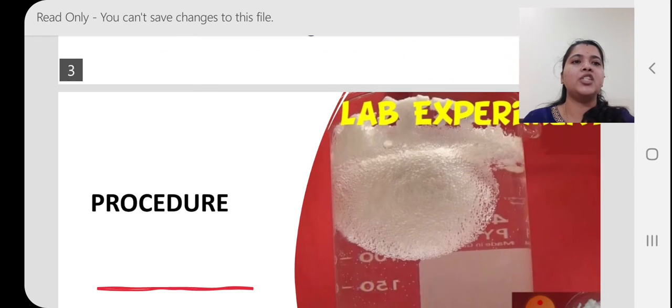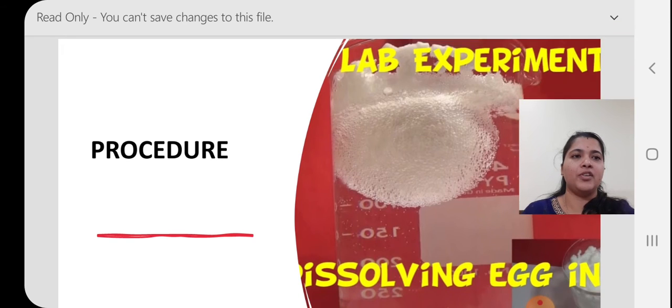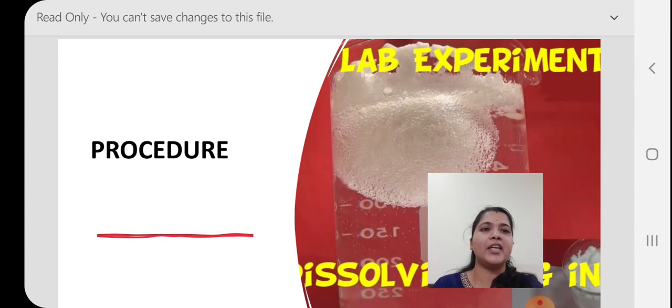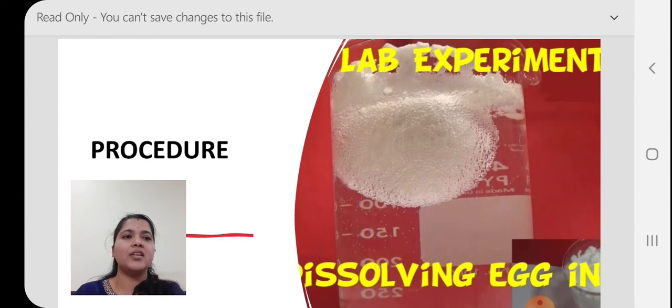Coming to the procedure of the experiment, children. First, keep a raw egg in dilute HCl. Are you seeing this? Dilute HCl, it is hydrochloric acid, right? We are keeping a raw egg, not boiled, into the dilute HCl for 4 to 5 hours. We can also use toilet cleaning acid. So keep it for 4 to 5 hours.